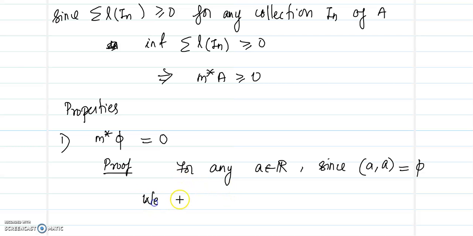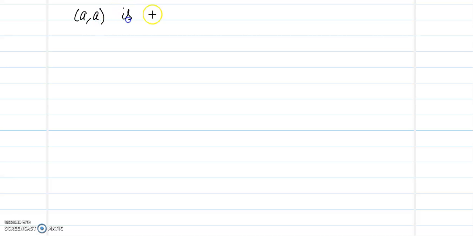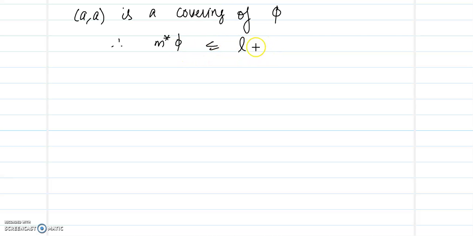So we can have the empty set contained in (a, a). Therefore (a, a) will be a covering of the empty set. Therefore m star of the empty set will be less than or equal to the length of (a, a), since by definition m star is the infimum of the length of the cover. Length is defined to be the difference of the endpoints for an open interval, so that will be a minus a, which is equal to 0. So therefore m star of the empty set is less than or equal to 0.